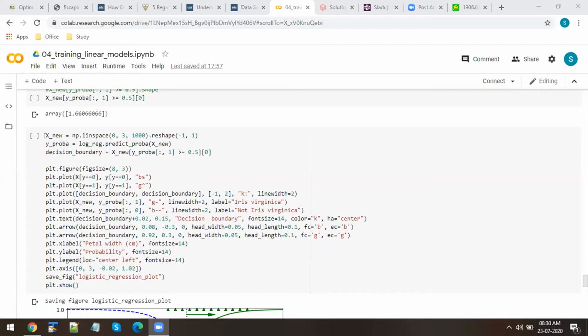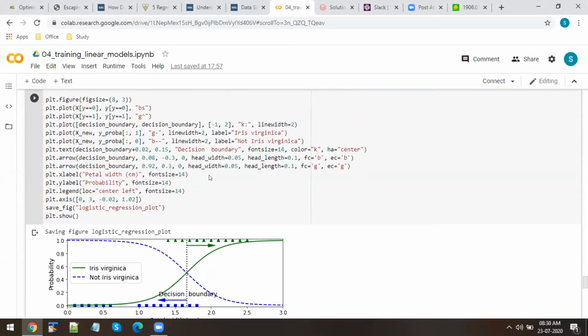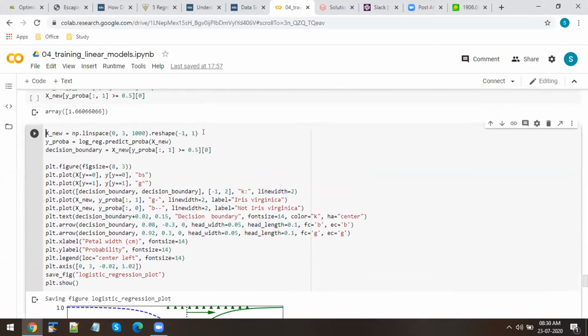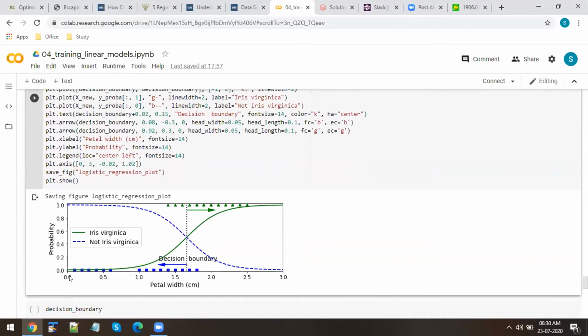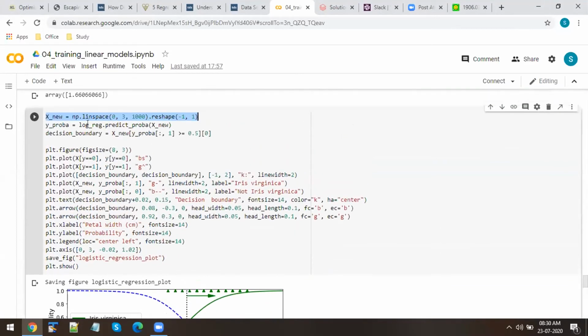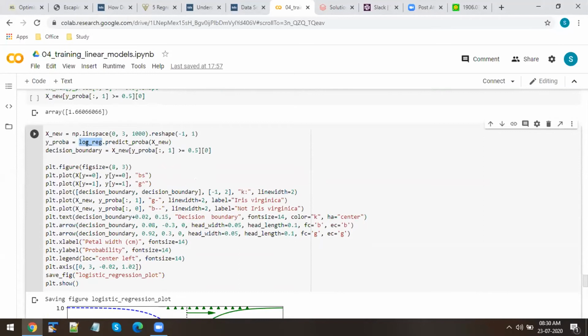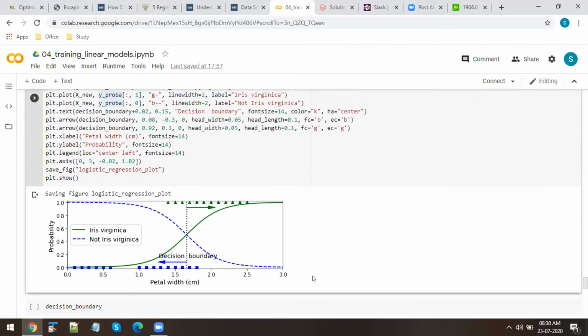Here you can see that in order to come up with the decision boundary, first they have come up with a line space, between 0 and 3, which encompasses this whole range. After that, on top of this is the model they have trained previously. With this trained model, they are predicting the probability on top of this line space, so they get a range of probabilities for all the data between 0 and 3.